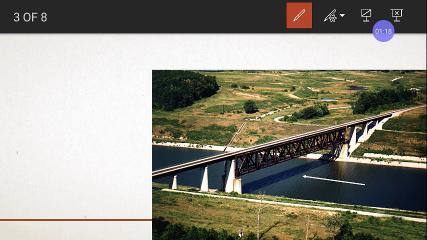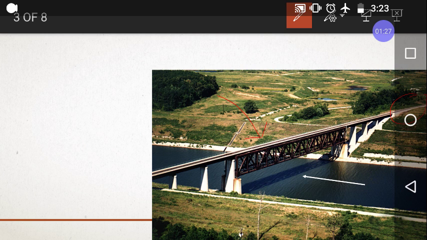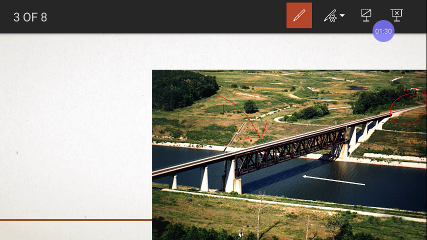If you see this image, this is a bridge, right? Can you see this part? This is road. Can you see this road? This road which is connecting the bridge, on this side also it is there, right? This is called as approach. It is called as approach, this road which is connecting the bridge.